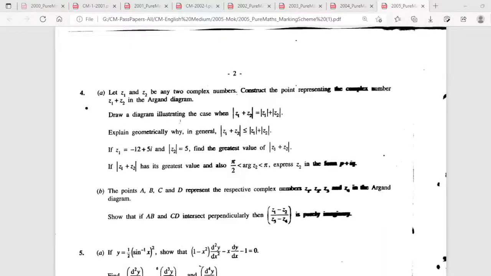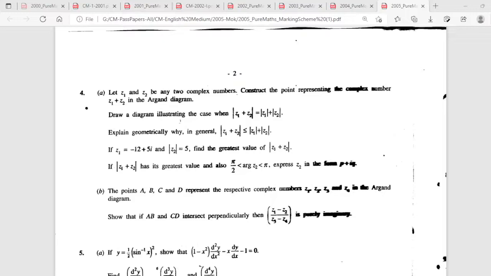So this is the complex number sum, year 2005, question number 4. Let C1 and C2 be any two complex numbers. Construct the point representing complex number C1 plus C2. That one is very simple.